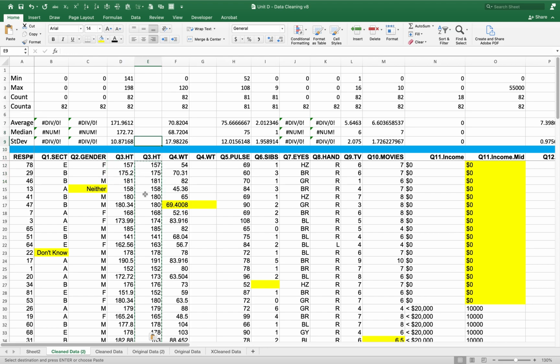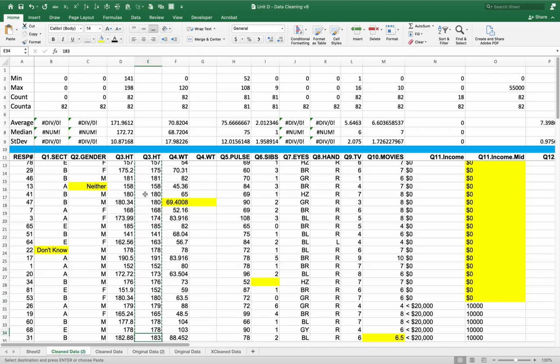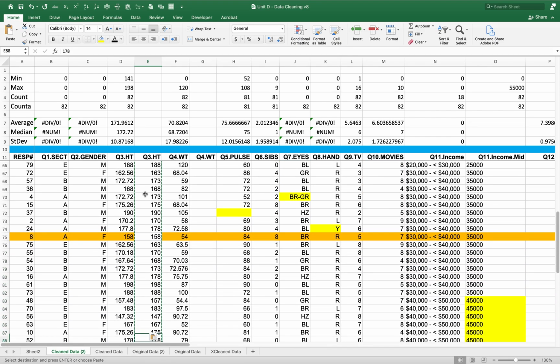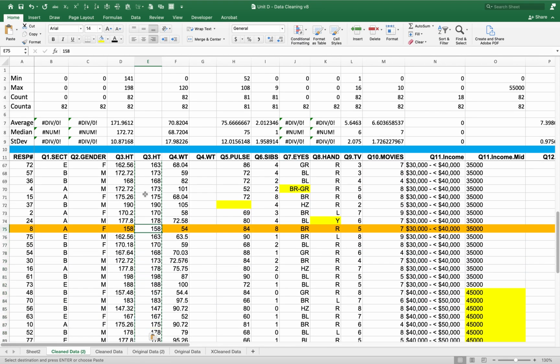I'm just going to do a quick check. I'm just going to go down here. Do we have any yellow cells? Oh, I should change this to an orange.